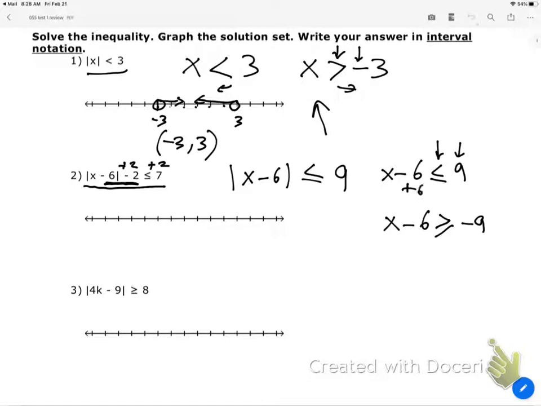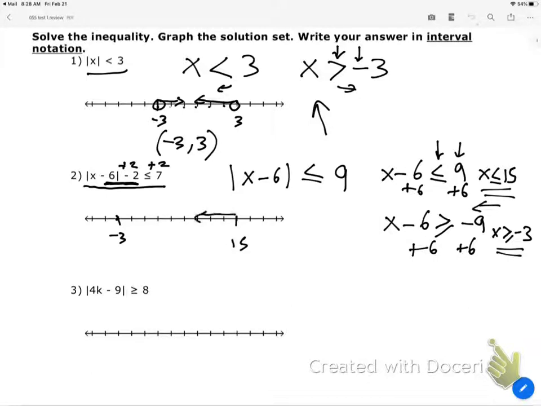So if I add a 6 to this one, I'm going to get x is less than or equal to 15. If I add a 6 to here and add a 6 to here, I'm going to get x is greater than or equal to negative 3. Those are the two answers. So if I put, let's say, negative 3 here, and positive 15 here, and again, I look at the direction that these are pointing. That's pointing that way, that one's pointing that way. So again, it's in between these two numbers, but it's got a bracket this time. Negative 3 to 15 with a bracket, again because of the equal sign.